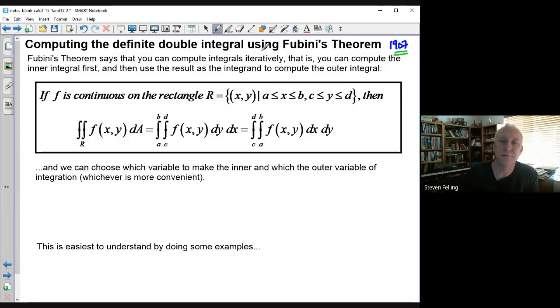But for most of the 1900s and the 2000s, we can use Fubini's theorem, which allows us to apply the fundamental theorem of calculus because it allows us to do what's called an iterative integration. So we can compute integrals iteratively.